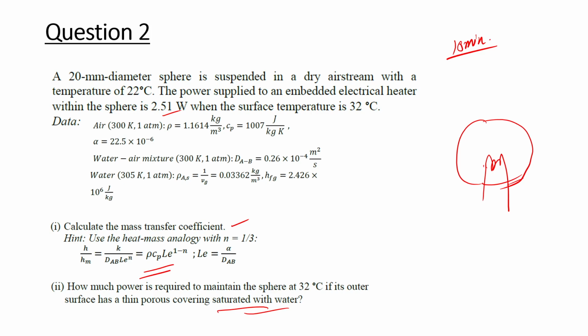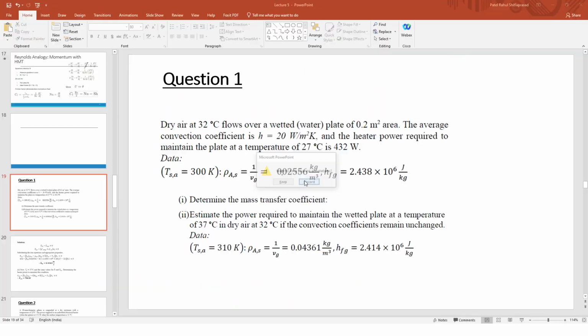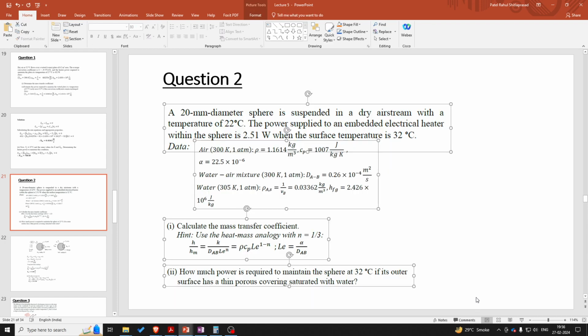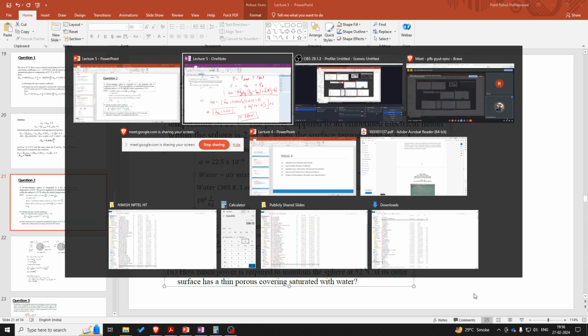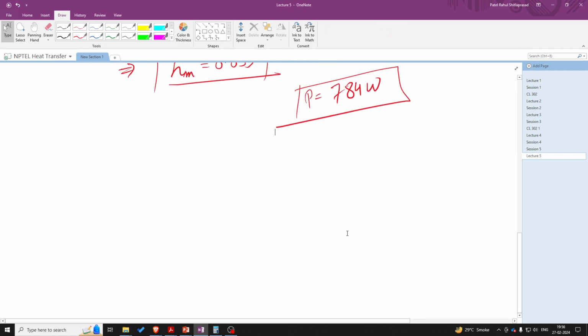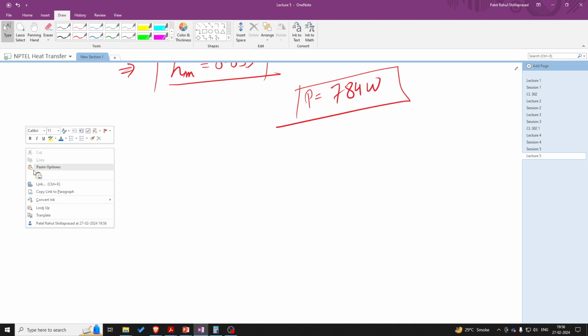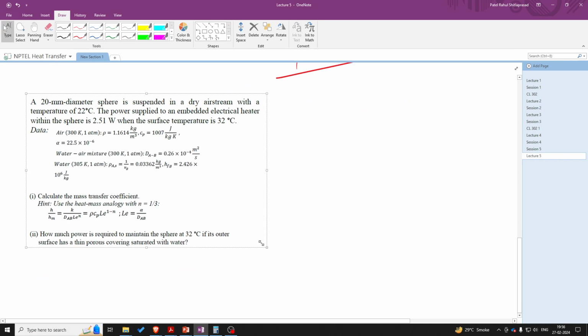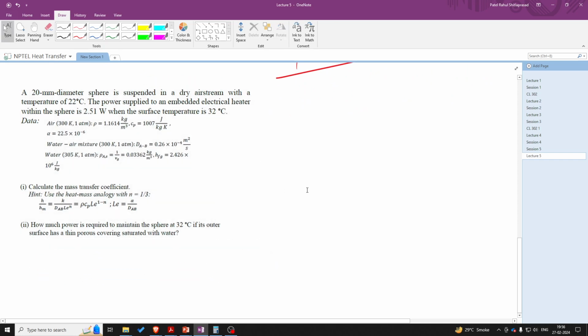So okay, let's try to see the solution of this question. This question is very similar to the previous question that we discussed. However, there is only one catch: in this question, for the first case, we don't need to consider the mass transfer because the sphere doesn't have any fluid that can evaporate, whereby the mass transfer can take place.